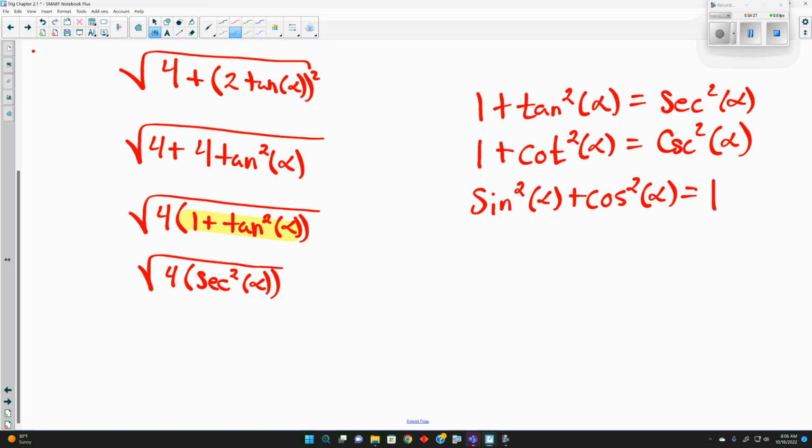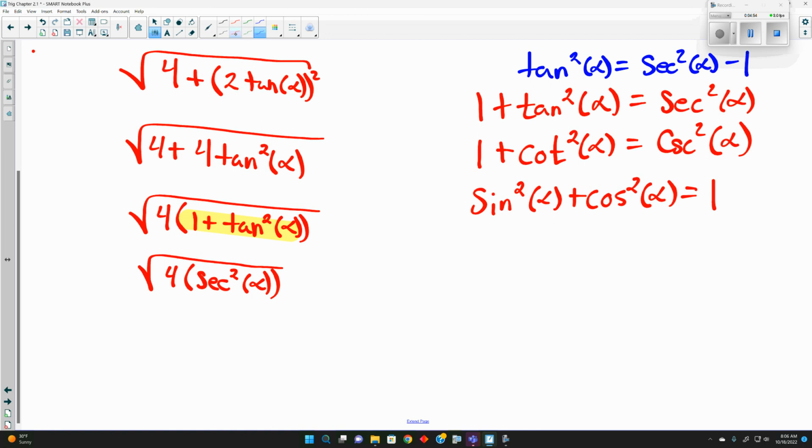If we needed, say, instead of having 1 plus tangent squared of alpha, we had secant squared of alpha minus 1, that's the same as tangent squared. Because we could also say that tangent squared of alpha is equal to secant squared of alpha minus 1. We could rewrite these in any way, shape, or form to get it to work with what we have.